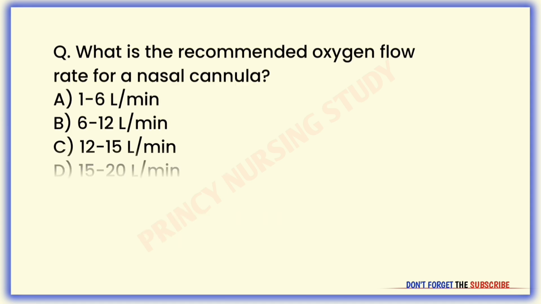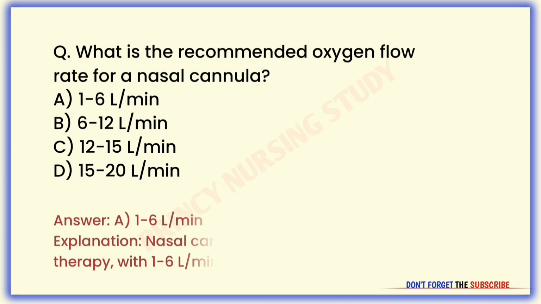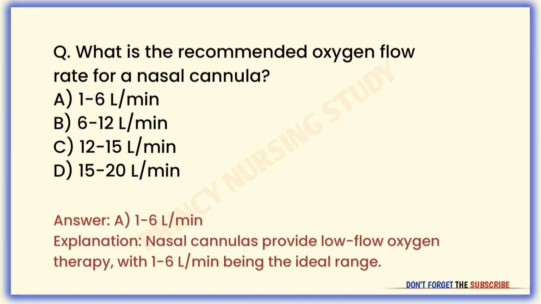Next question. What is the recommended oxygen flow rate for a nasal cannula? Correct answer is A. 1 to 6 liters per minute. Nasal cannulas provide low flow oxygen therapy with 1 to 6 liters per minute being the ideal range.